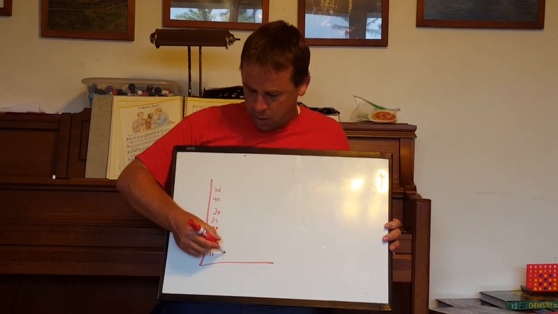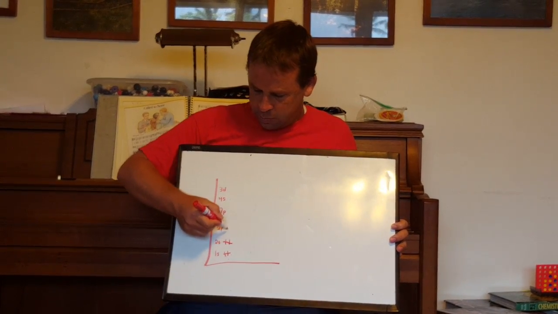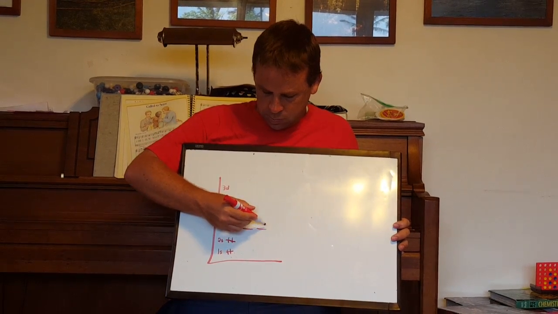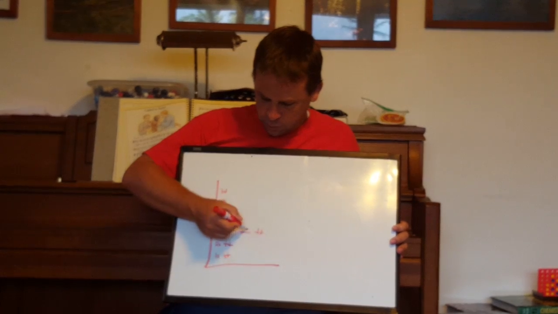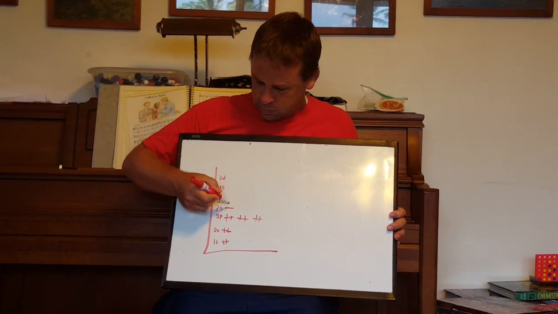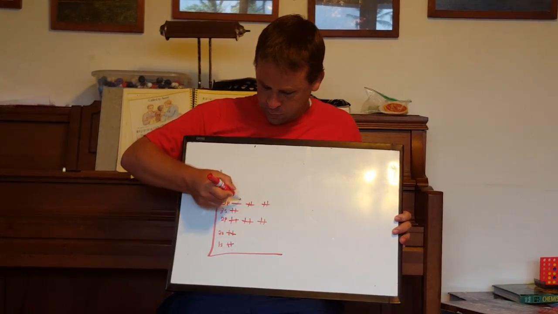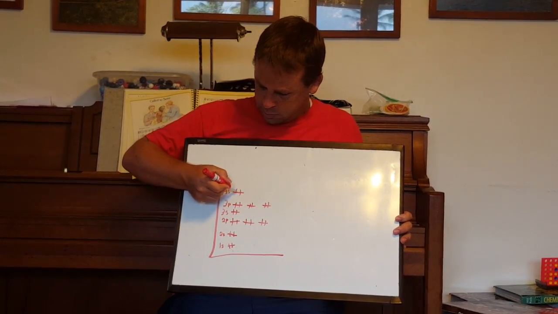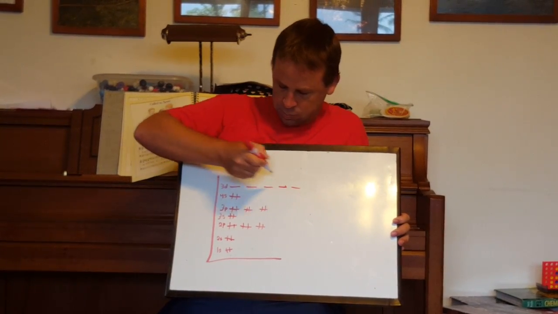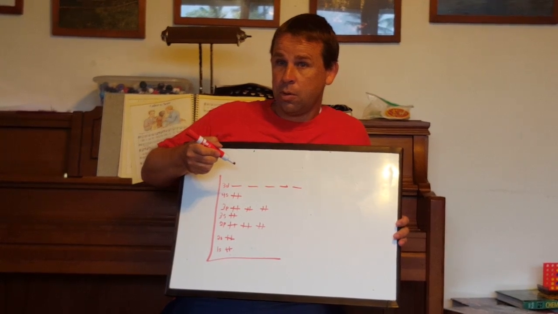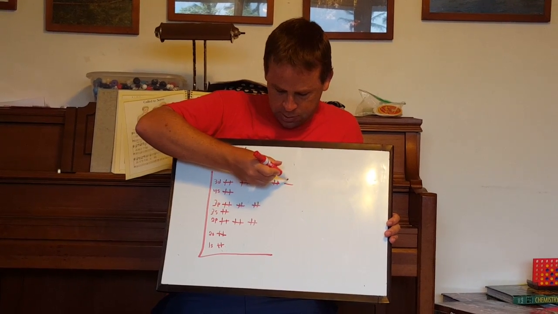What's zinc got? How many 1s? 2. How many 2s? 2. How many 2p's? A total of 6 electrons. 1, 2, 3, 4, 5, 6. 3s is 2, 3p is 6. 4s is 2, 3d is 10. It's full. 1, 2, 3, 4, 5, 6, 7, 8, 9, 10.